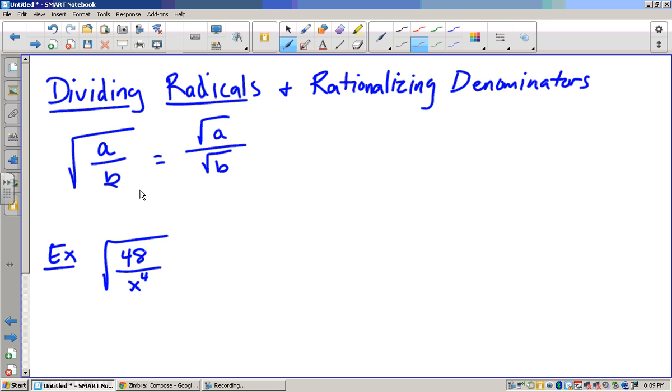And the nice thing, this property can go in both directions. I can say that the square root of a fraction can be broken up into two pieces, or I can say the two pieces can be combined, excuse me, into one fraction, and that will help us simplify things, as we'll see here shortly. Okay, as we go through and do this, a couple things we want to look at. We always want to simplify the fraction first, if possible.